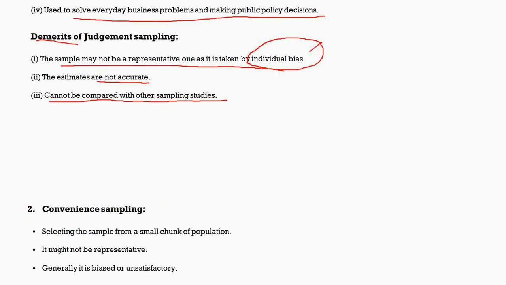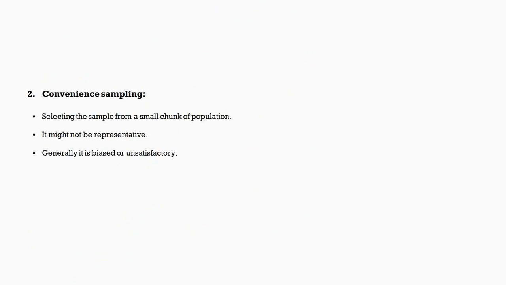So now moving ahead, we have convenience sampling. Here we are going to select the sample from a small chunk of population. For a very small population we can use convenience sampling, but it might not be representative of the total population, and it is usually biased and unsatisfactory.